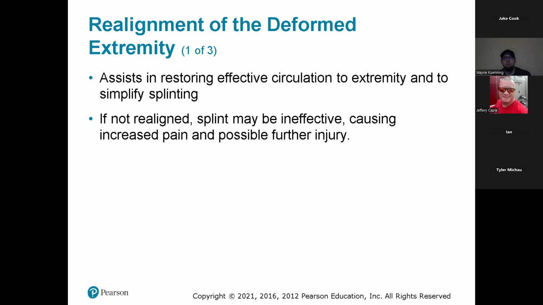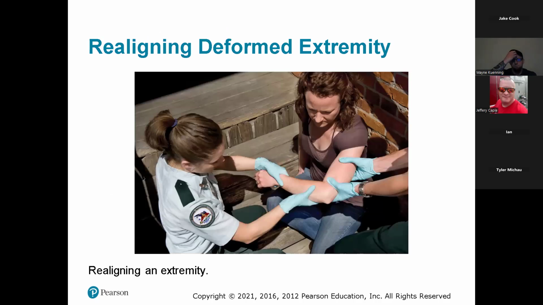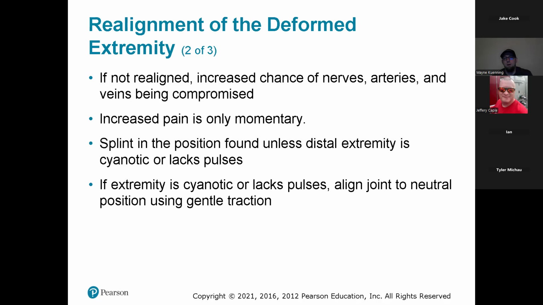Realignment of the deformed extremity assists in restoring effective circulation to an extremity and simplifies splinting. The only time that we're really going to reangulate or realign a deformed extremity is if it's pulseless. If you don't realign it, splinting may be ineffective, causing increased pain and possible further injury. If not realigned, there is an increased chance of nerves, arteries, and veins being compromised.